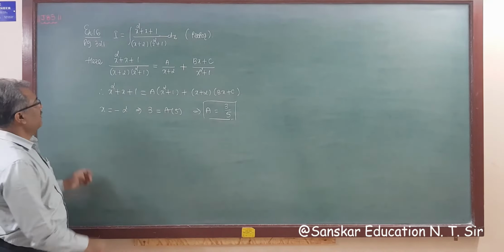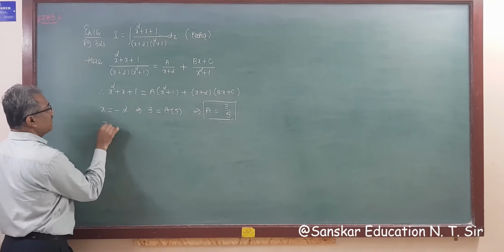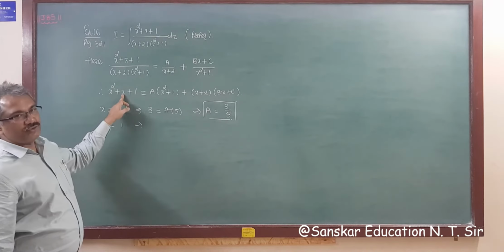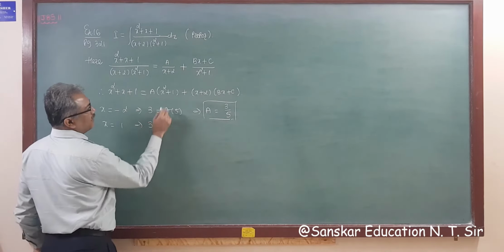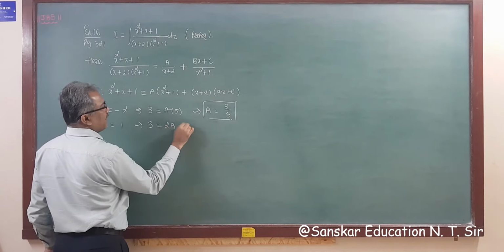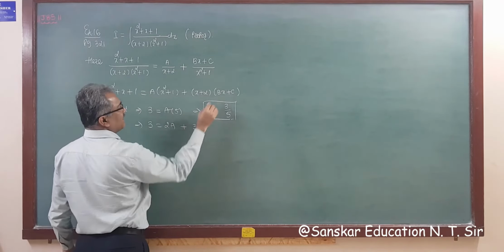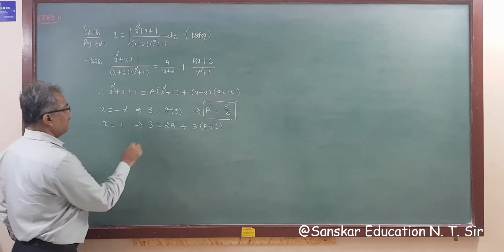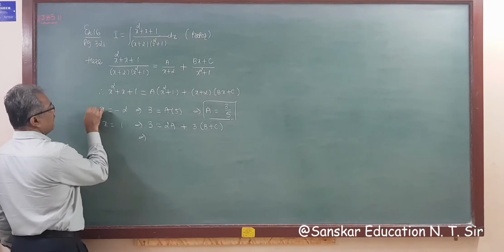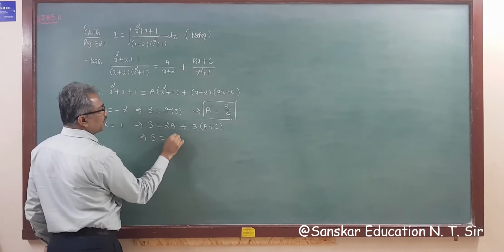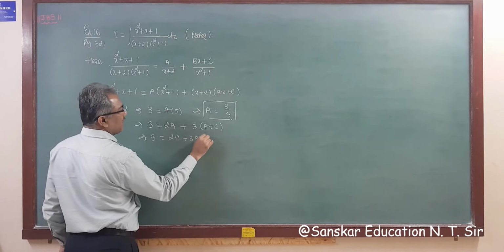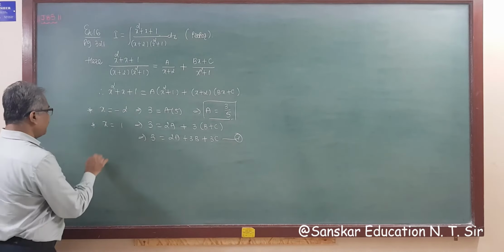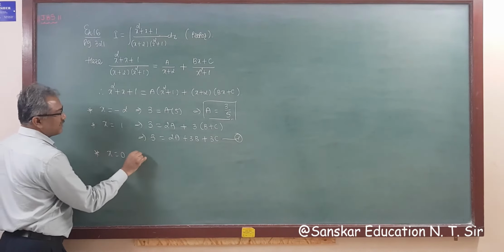Right? Now taking a random value, first I am taking x is equal to 1. This implies 1 plus 1, 2, plus 1, 3. So 3 is equal to 1 plus 1 twice A, plus 1 plus 2 is 3, and this is B plus C. So simplifying this, what do we get? We get 3 is equal to twice A plus 3B plus 3C. Say equation number 1.